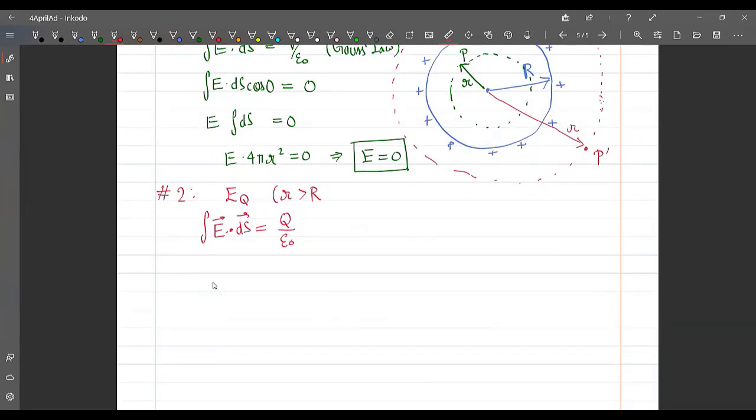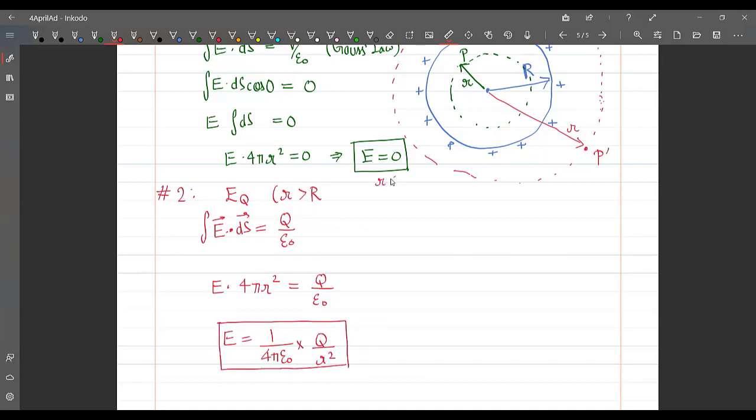I'm skipping some steps. If you have doubts, you can ask me, I will elaborate. But it's a sphere, just like a point charge. E into 4 pi r square equals Q by epsilon naught. So electric field comes out to be 1 by 4 pi epsilon naught into Q by r square. So this is when r is less than R. And this is when r is greater than or equal to R.